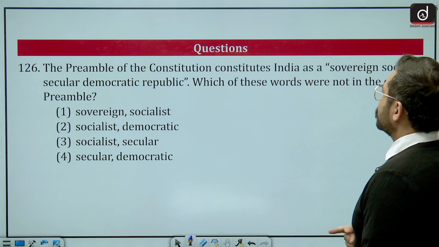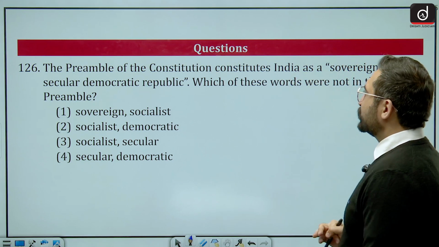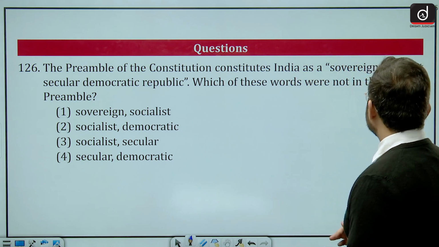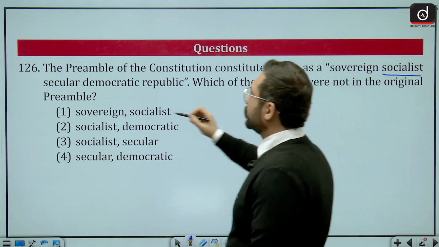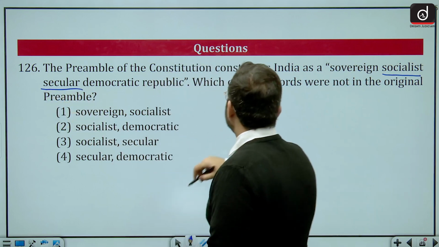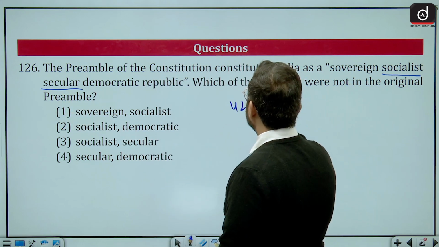The preamble of the Constitution constitutes India as a sovereign, socialist, secular, democratic republic. Which of these words were not in the original preamble? ये नहीं थे. Socialist और secular ये बाद में डाले गए. ये 42nd Amendment में डाला गया था.